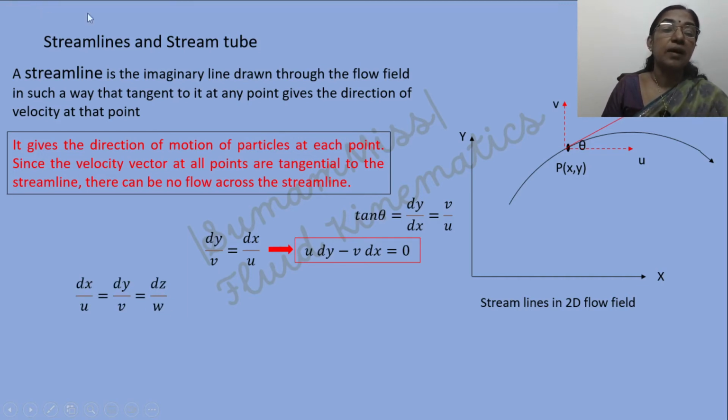So remember, streamline gives the direction of motion of the particle at each point. Since the velocity vectors at all points are tangential to the streamline, there can be no flow across the streamline. So this is a very important concept to be used for the analysis of the flow. Now by analyzing the streamlines, we can identify the type of flow.